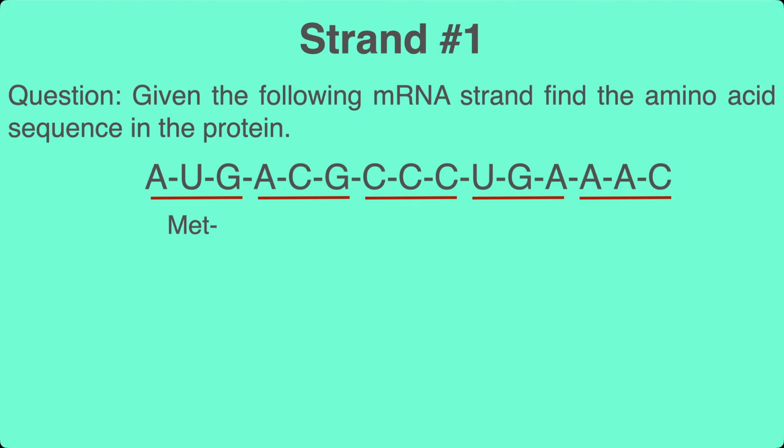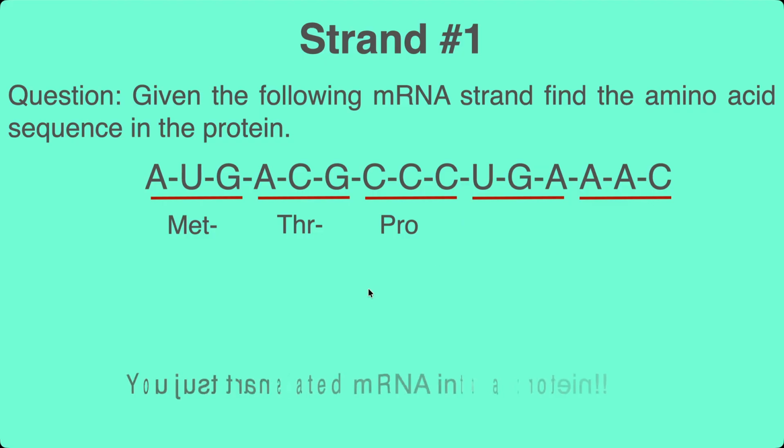ACG, find that on your chart. It's THR. CCC, that's pro, good old proline. And then UGA is a stop codon. That means that you stop at this point. So we don't need to make anything beyond these three amino acids. That would be it for the secret message. UGA, we stop. You don't write the word stop. And then AAC didn't code for anything because there was a stop codon right before it.